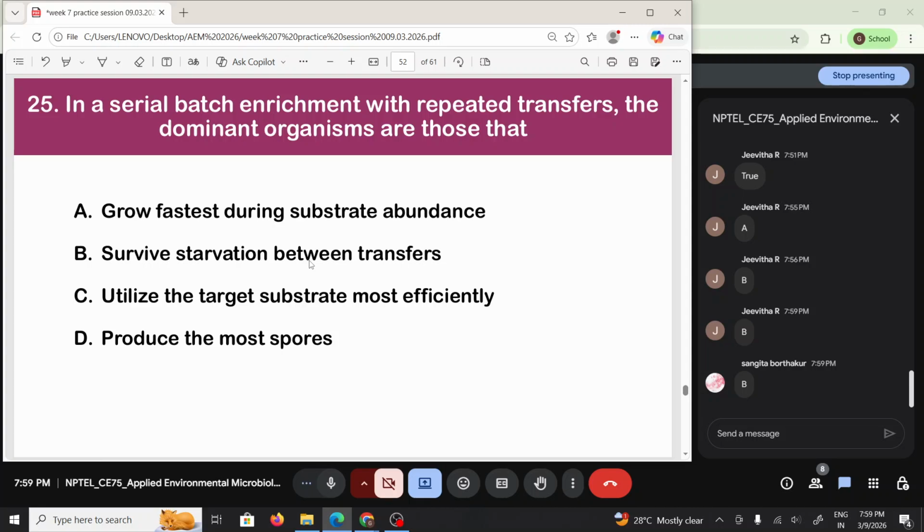R strategists thrive in stable low nutrient environments, where there is a low dilution rate. Whereas in serial batch, what happens is it favors R strategists, which are the fast growing organisms. Yes, surviving in between transfers is required, but that doesn't solve the purpose of enrichment. And also, spore production is a mechanism for extreme conditions, and that doesn't relate to the serial batch.